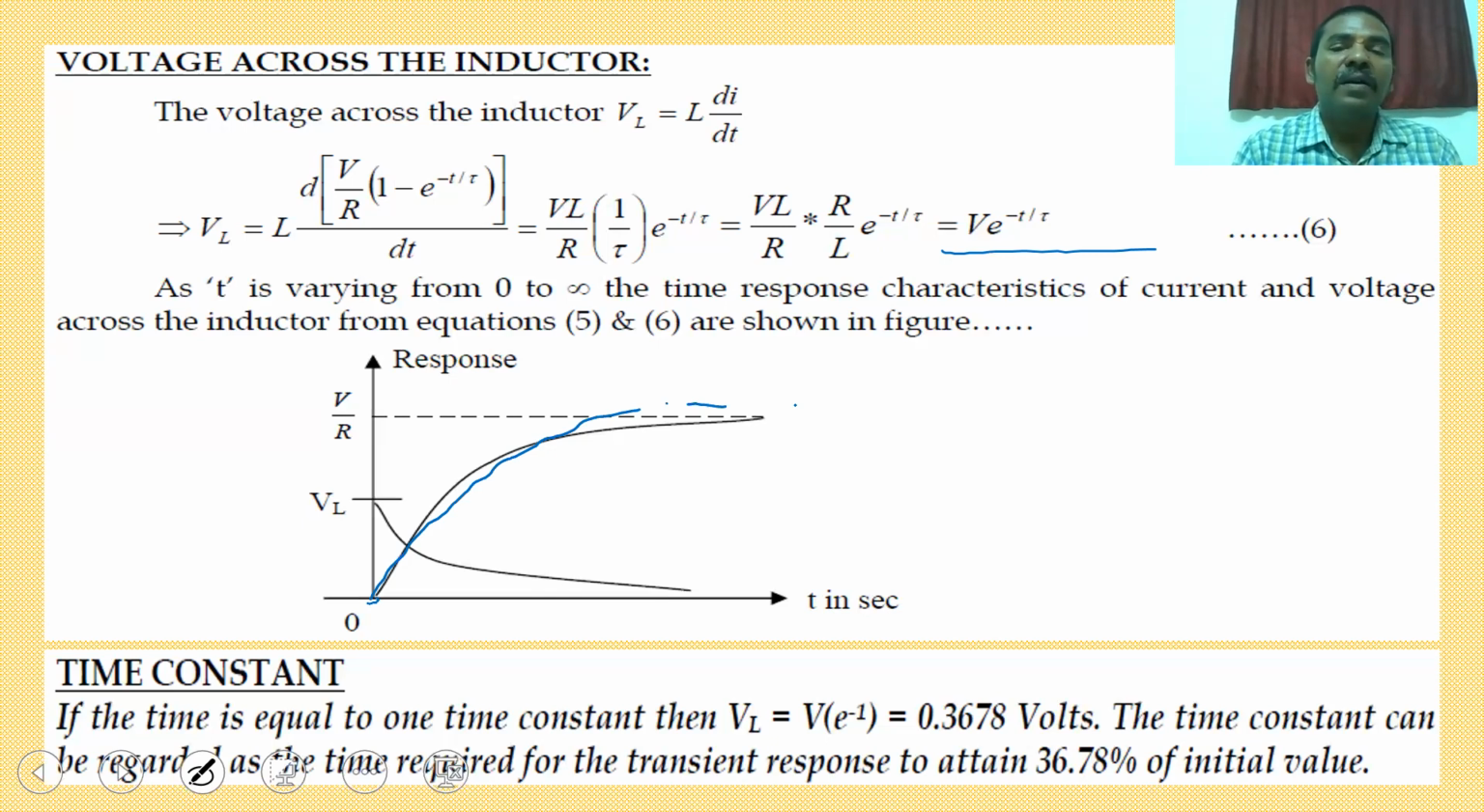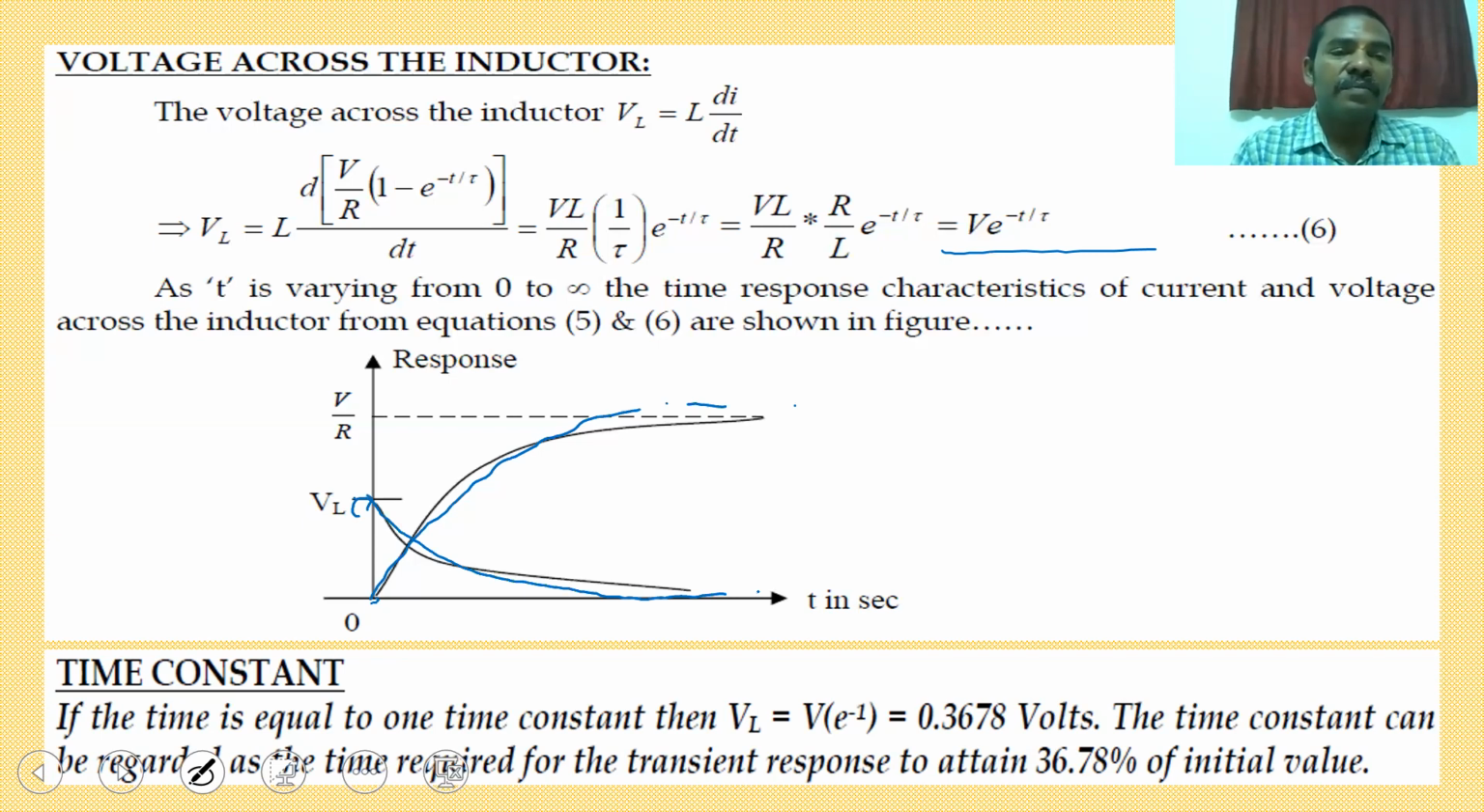Similarly, the voltage drop across the inductor. The equation is V e power minus t by tau, so it is exponentially decaying. At t is equal to 0, it is at its maximum value, and as the time goes on increasing, it gradually comes to the 0 position.